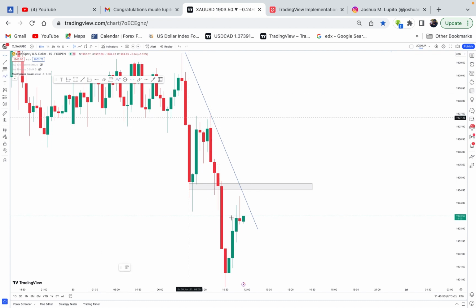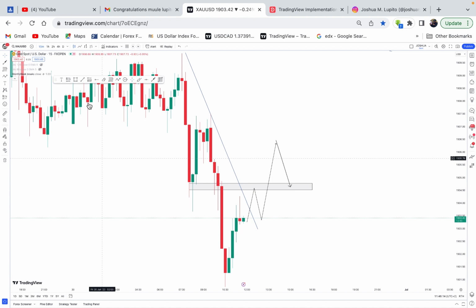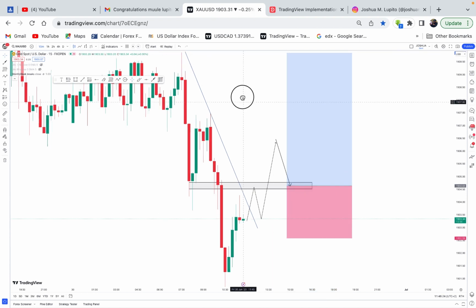So for those that were looking to enter from this point, this is not actually a good point for you to enter. You can look for more buying opportunities once the market breaks this particular point. Hence, we'll be looking to come back to this point in order for us to look for buying opportunities, reaching us to the overall target.